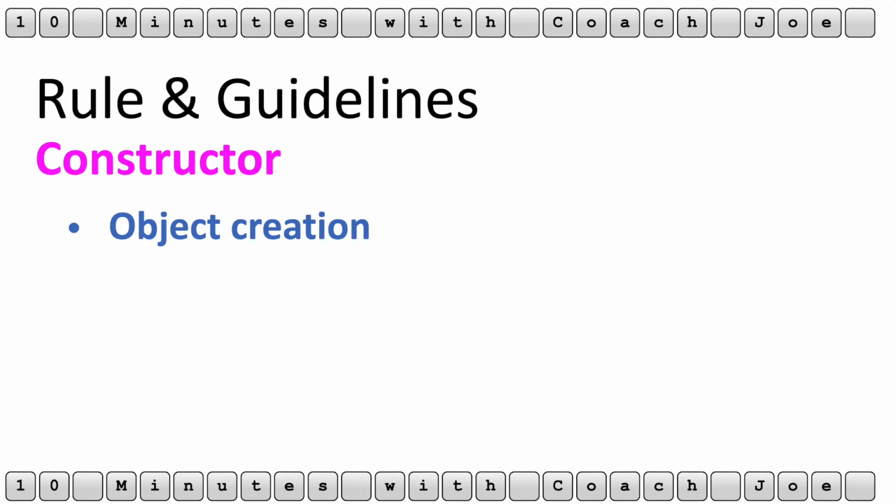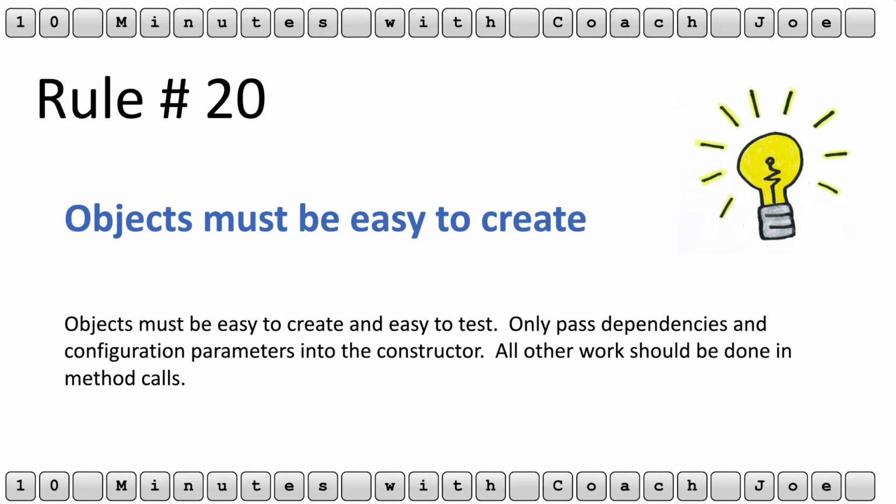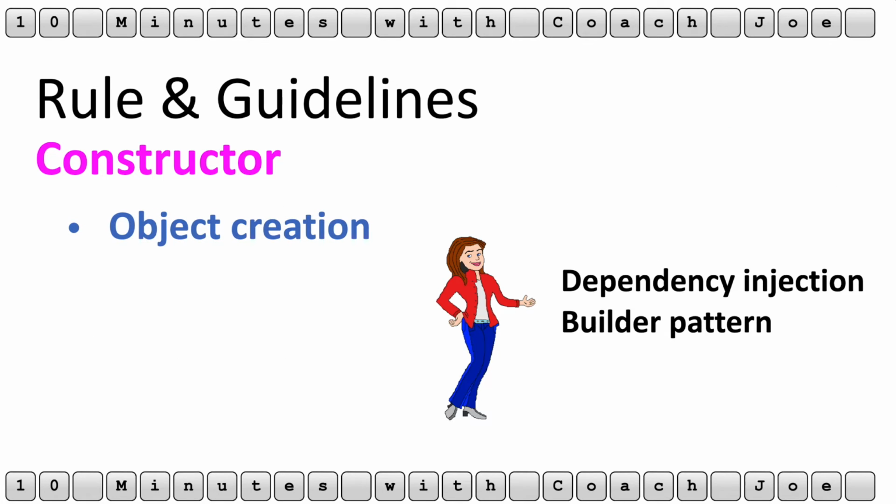The constructor. The only unique rule or guideline for constructors is object creation. Coach Joe rule number 20 states, objects must be easy to create. Only pass dependencies and configuration parameters into the constructor. Look for a future lesson on dependency injection and the builder pattern for more details. Other rules and guidelines exist for constructors that will be covered in the next topic.